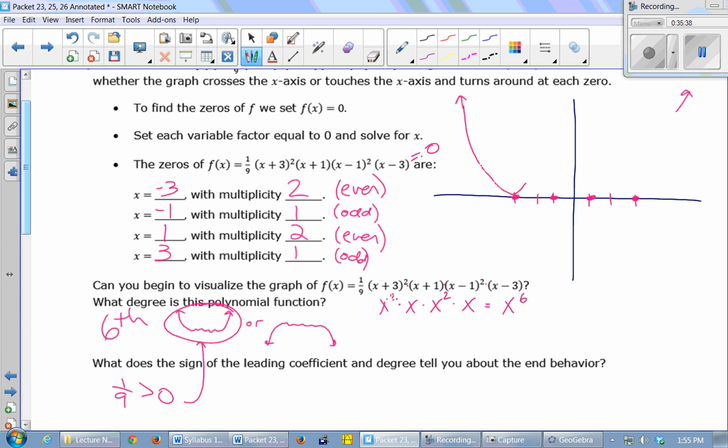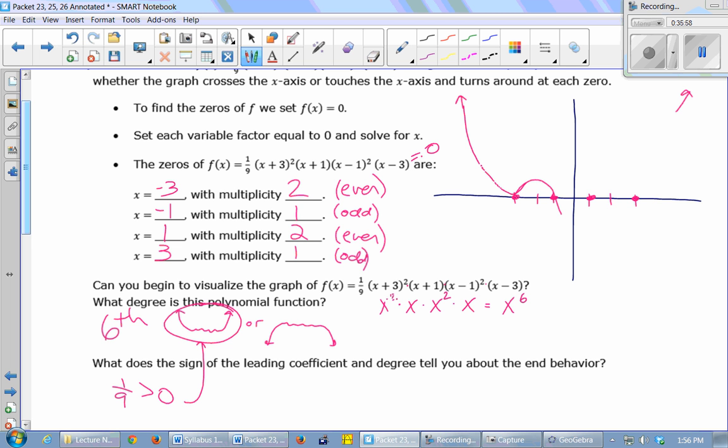So then in between -3 and -1, it's going to have to turn around to come back down towards that 0 at -1. And that 0 at -1 has odd multiplicity, which means it's going to go right through the axis this time. So this is going to have to come back down to go to that 0, and it goes through the axis.